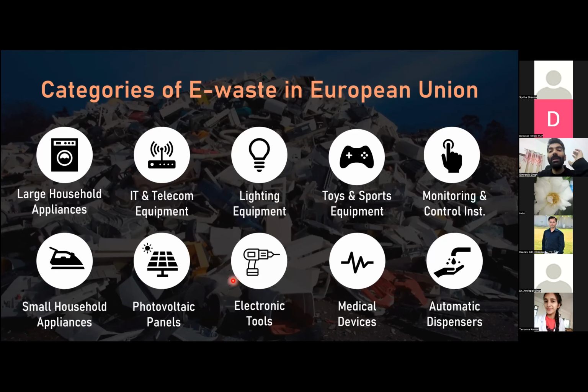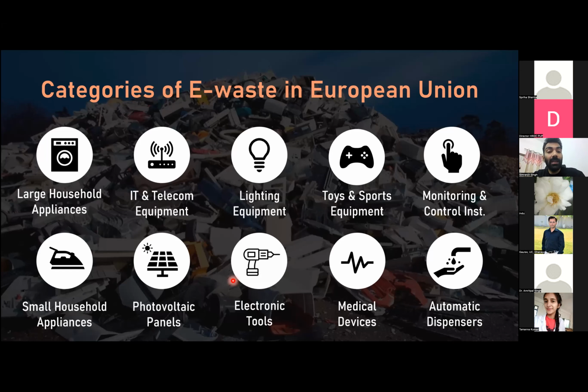Now, there are multiple ways to categorize e-waste. I just found the European Union style the best one. I'll also talk a little bit about how India categorizes e-waste later, but let's just have a quick look, because I have very little time and I want to get through a lot of things in this presentation. So in Europe, e-waste is categorized into 10 different categories.